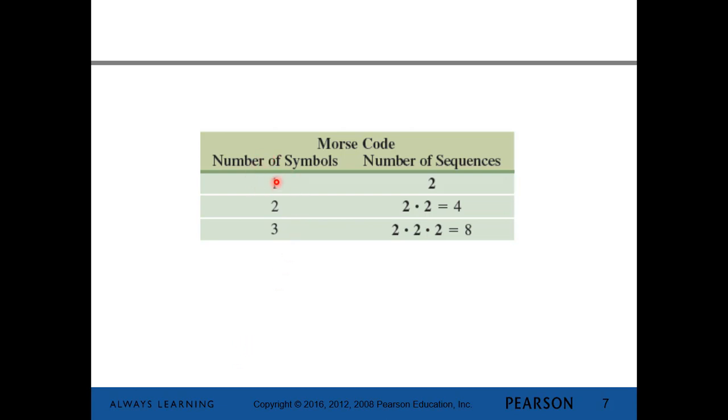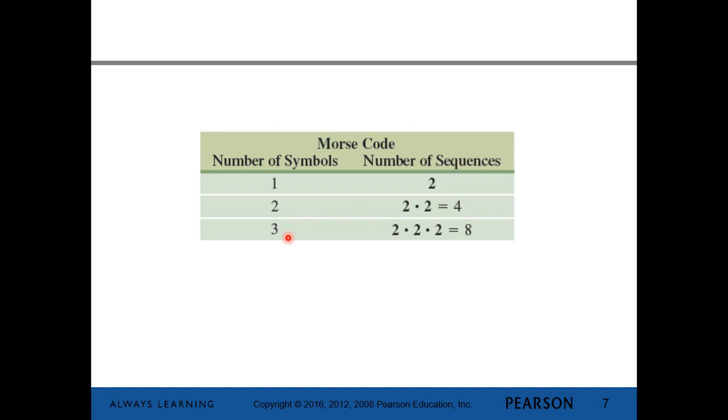So if we do 1 symbol, how many choices do we get? We only get 2, a dot or a dash. So we only get 2 possible sequences. We either get 1 dot or we get 1 dash. Well, what if we have a sequence of 2 symbols? How many choices do we get for the first symbol? 2. How many choices do we get for the second one? 2. Well, 2 times 2 is 4.